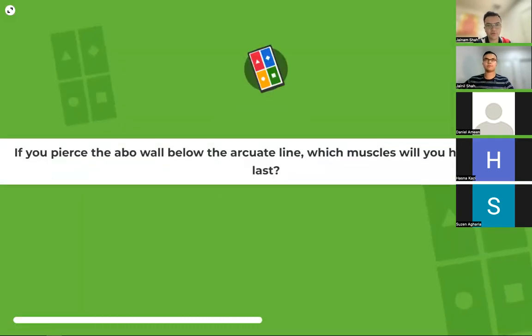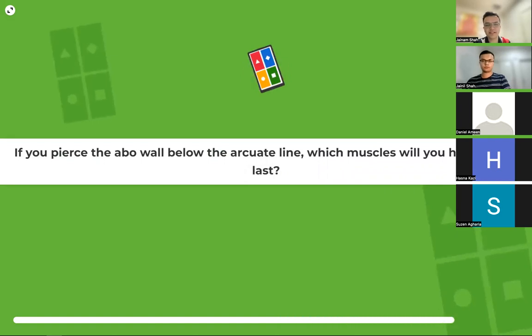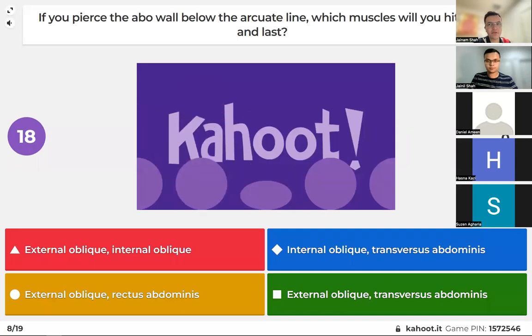If you pierce the abdominal wall below the arcuate line, so we've just done above, and I've kind of drawn a diagram for you, so hopefully we can all get this. Which muscle will you hit first, and which muscle will you hit last?